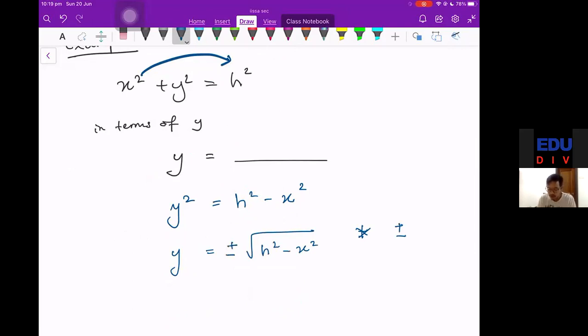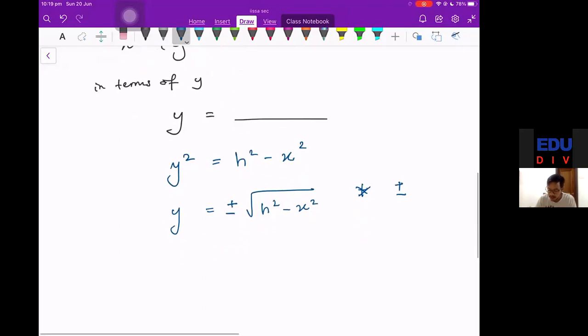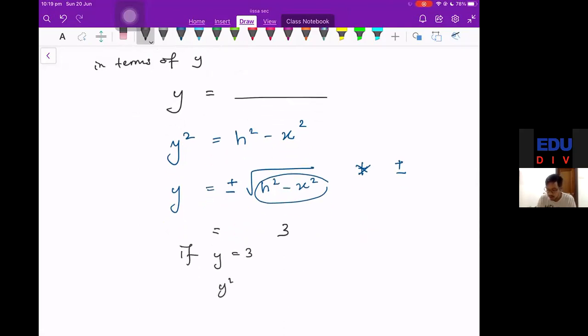Why? Because let's say the answer inside here is a positive, let's say 3. If y equals 3, y squared is 9. But if y is negative 3, y squared is also 9. So the answer could be negative 3 or 3. That's why we put plus or minus.